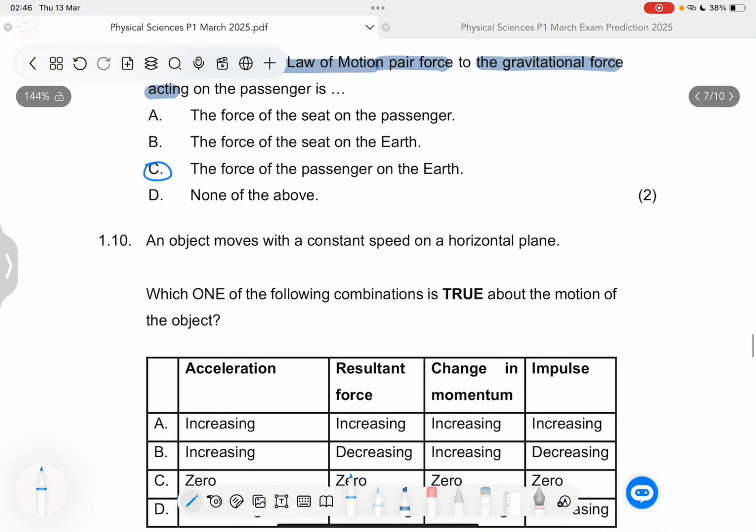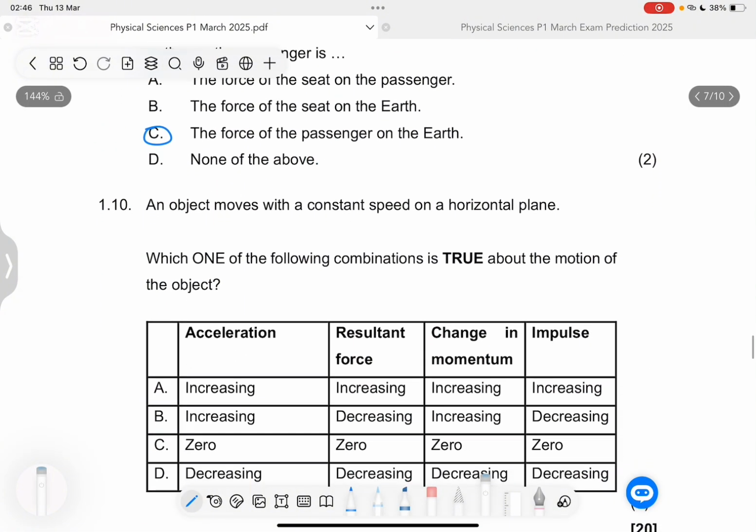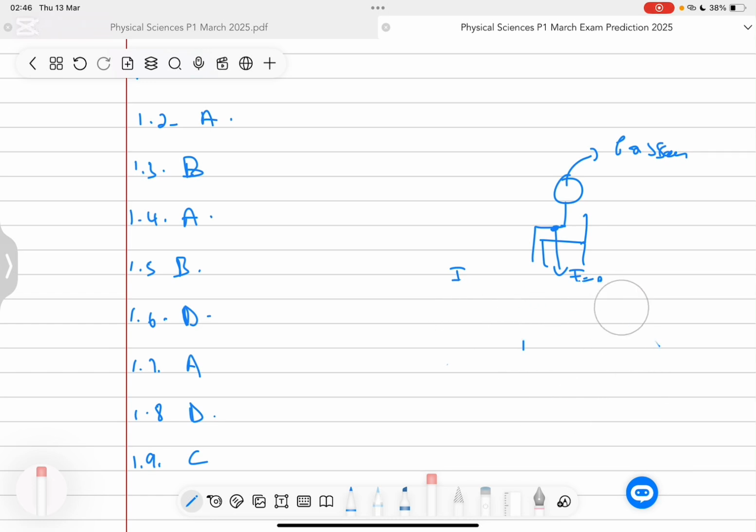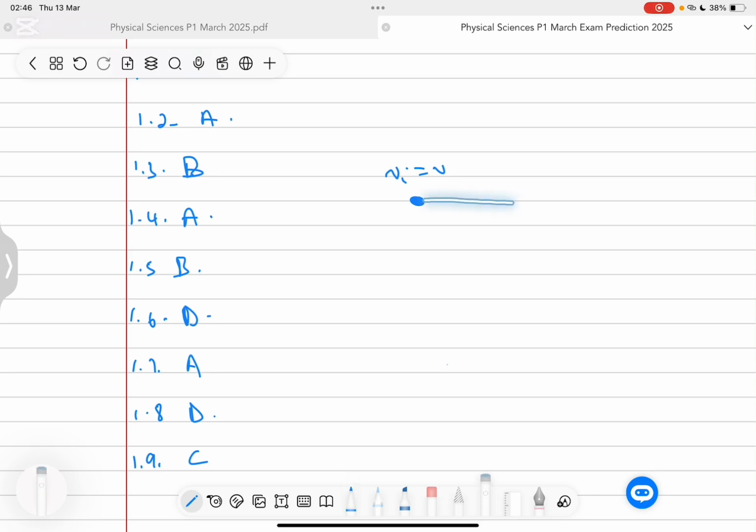Now, none of the above, well, that's wrong, obviously. The last question, question 1.10, says to us that an object moves with a constant speed on a horizontal plane. Now, just to demonstrate this, I'm going to draw an object like this. When we say an object moves at a constant speed, it means its initial velocity maybe is a number v. And this object moves on a horizontal plane, right? It goes to that direction.